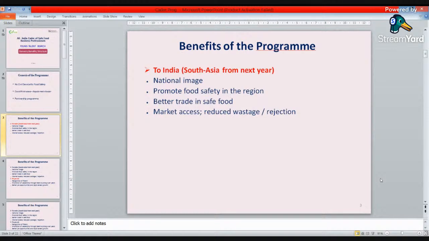So, I was talking about the benefits of this program. Benefits first to your own country and then to yourself. That is how we should work. This year it is an all India competition. Next year it will be South Asia competition, including all the neighboring countries: Nepal, Bhutan, Bangladesh, Sri Lanka, Maldives, Myanmar, Pakistan. I don't know, but maybe Afghanistan. So all of us in the neighborhood will be working on this.